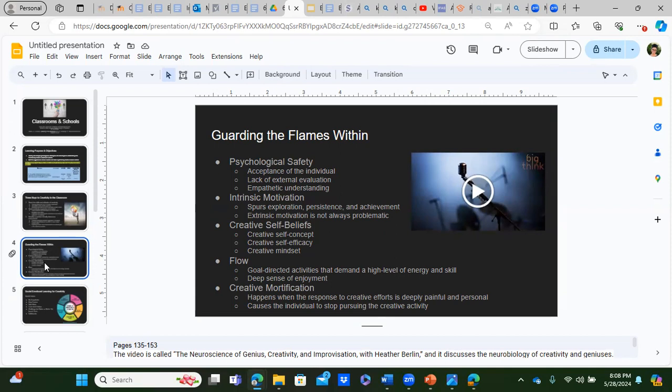Although farmers cannot force seeds to grow, they can provide the nurturing conditions that will permit the seed to develop its own potential. In the same way, teachers, therapists, and others hoping to promote human growth can establish the conditions of psychological safety that allow individuals to develop. Psychological safety is associated with three processes: acceptance of the individual, lack of external evaluation, and empathetic understanding. Think about how each of these is related to the research on creative environments just described.